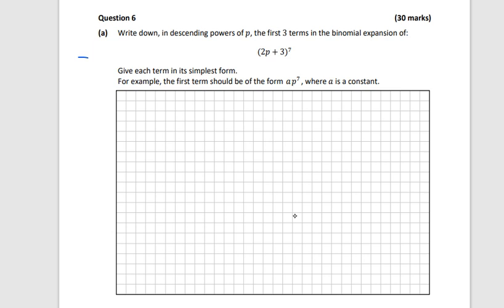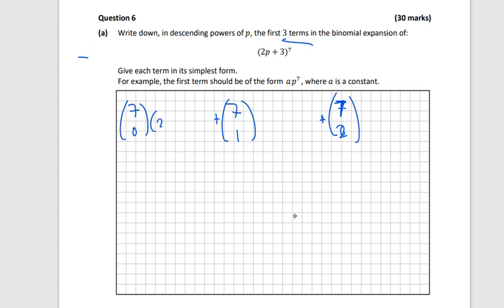Hi folks, this is question 6. It's binomial theorem. Now it's to the power of 7. That means we go 7 choose 0, 7 choose 1, 7 choose 2. That's all we need here. We just need the first three terms of it. I always put little pluses there.